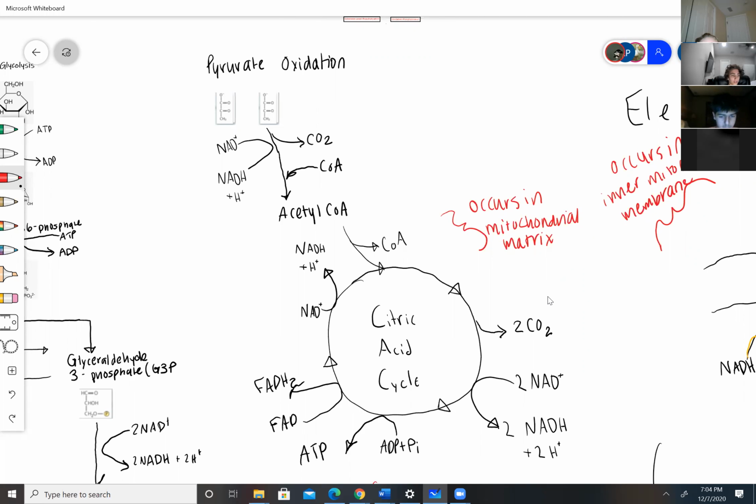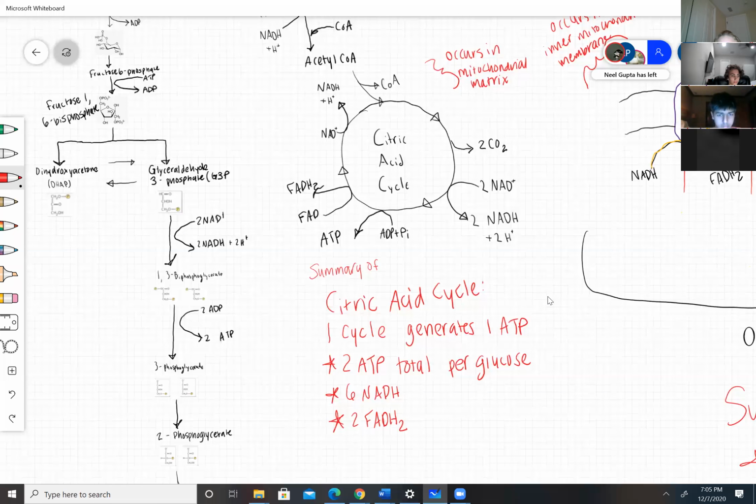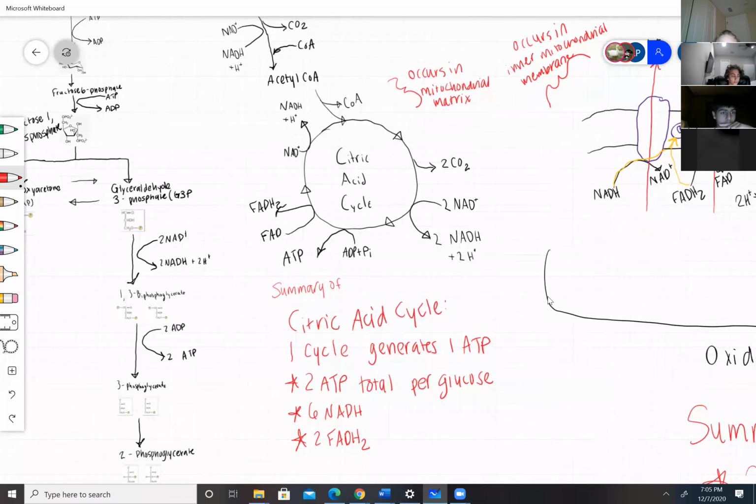In step 6, succinate is oxidized and fumarate is formed. Flavin adenine dinucleotide is reduced and forms FADH2 in the process. Step 7, a water molecule is added and bonds between the carbons in fumarate are rearranged, forming malate. In step 8, malate is oxidized, forming oxaloacetate, the beginning substrate in the cycle. NAD+ is reduced to NADH and H+ in the process. So overall, the citric acid cycle will generate 2 ATP per glucose, 6 NADH molecules, and 2 FADH2 molecules.